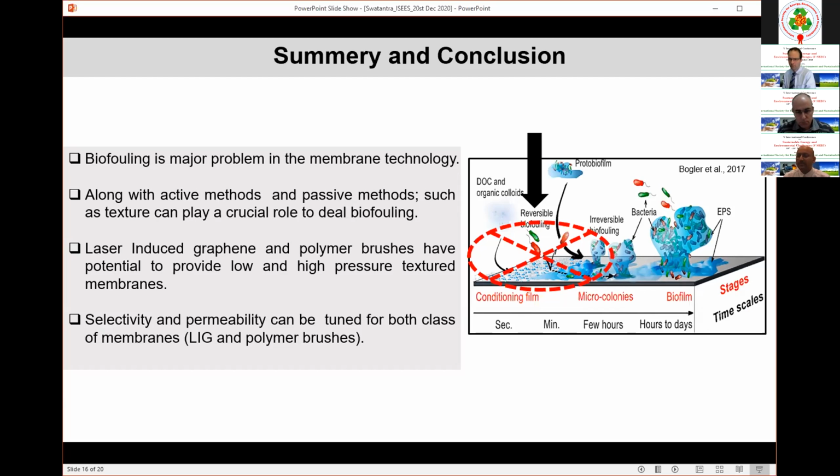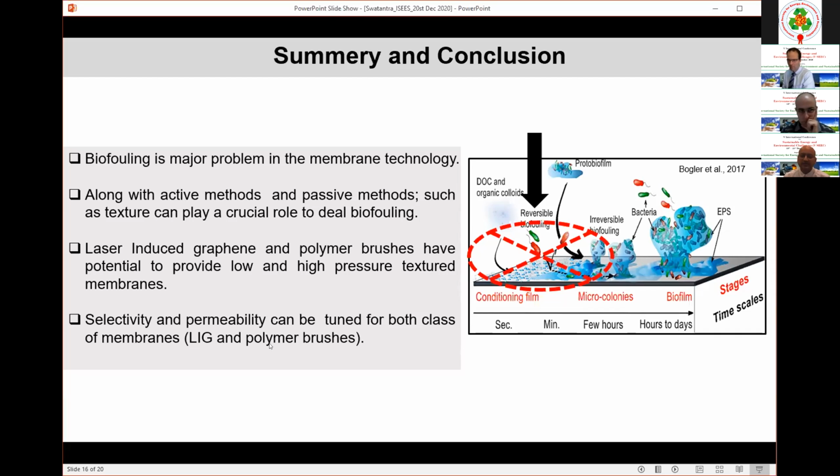Laser-induced graphene and polymer brushes have the potential to give us both low pressure and high pressure membranes. So we can have ultrafiltration, NF and RO membranes, and we can make very compact, anti-fouling systems which can give us clean water. And we can use different kinds of sources. We can go for desalination or wastewater recycling.